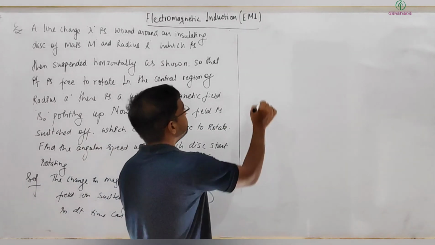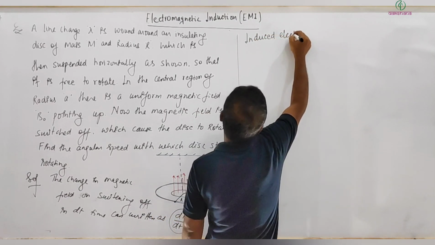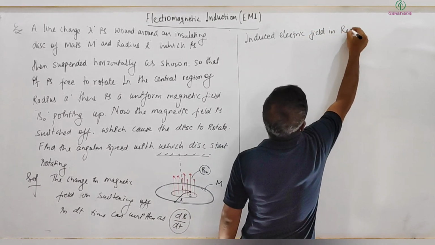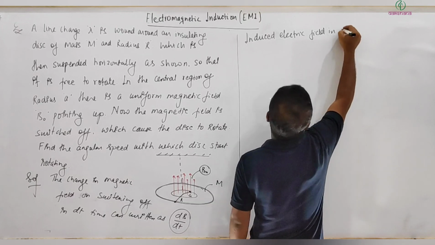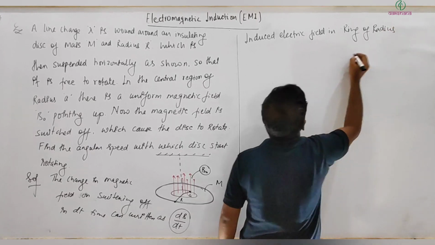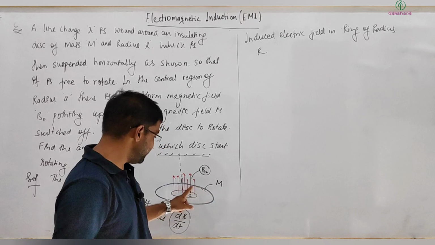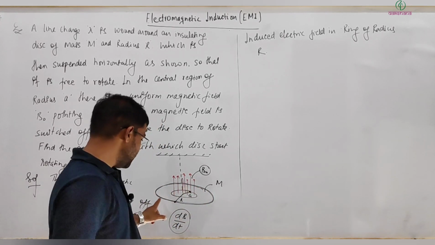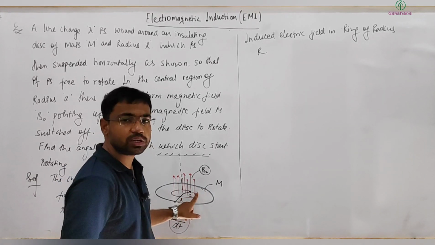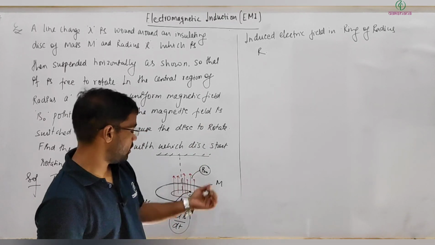So the first thing is the electric field in the region, or you can write the ring of radius capital R. Remember that here only lambda charge density is present, so the field should be calculated at this point, not this point, right? So we need to calculate the field at this point, so that's why I'm finding the induced electric field in the ring of radius capital R.